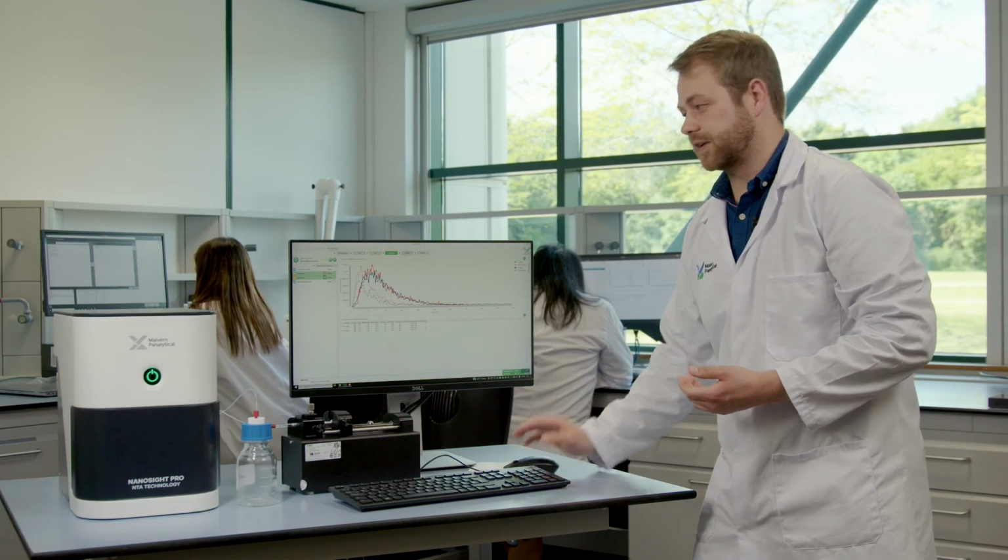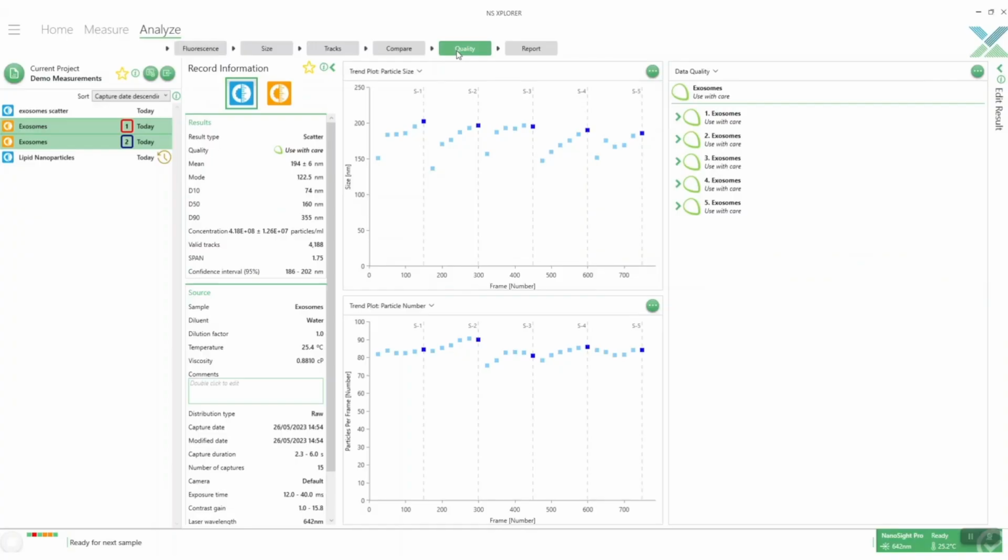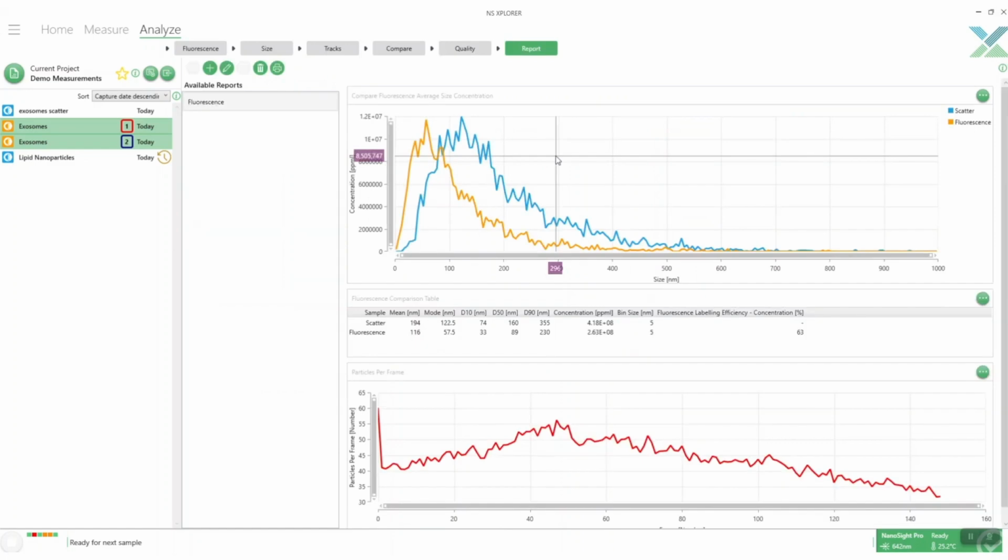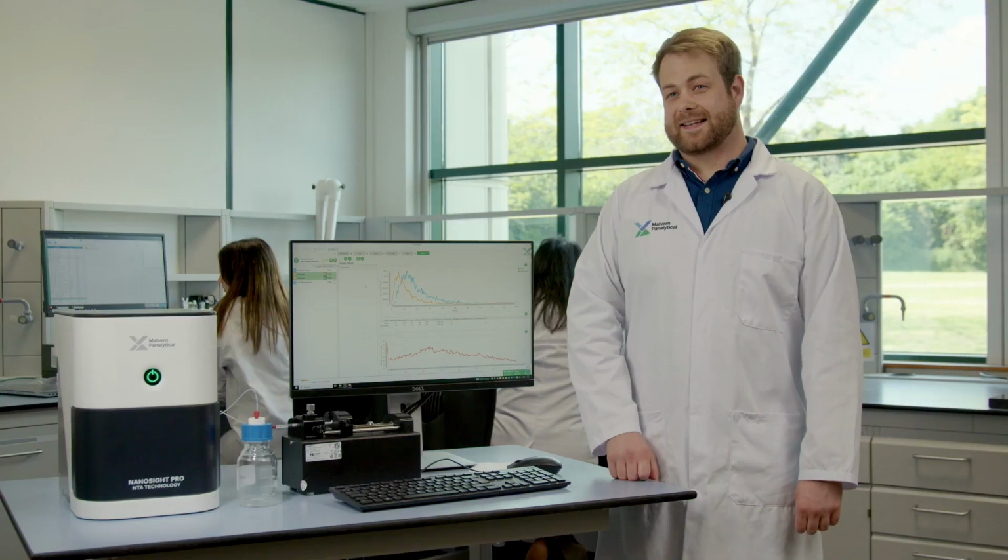And we've also got our quality page. Here we can look at things like our data quality guidance, giving us an idea of whether we've got any possible issues with the measurement, and if there's anything we can do to improve them. And then finally, we've got our report page where we can customize a report and print it off as a PDF. And that's the end of the demo.